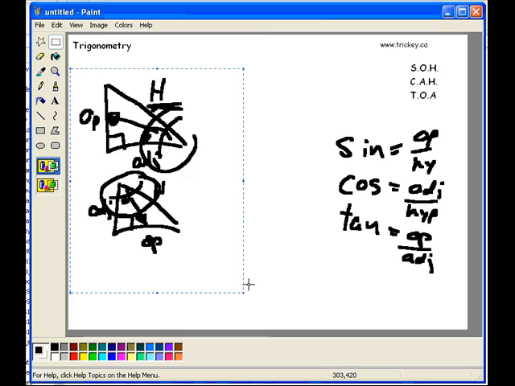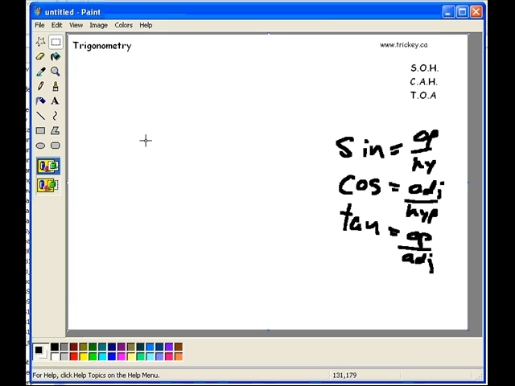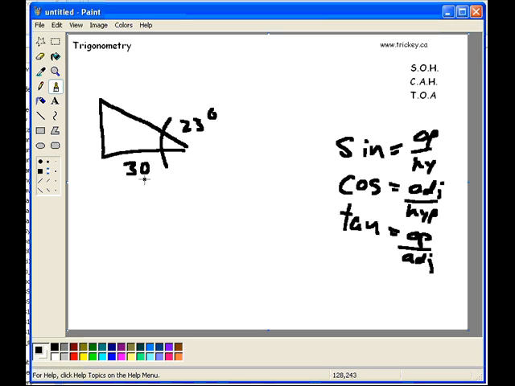Okay, here we go. Let's solve it. We're given a triangle, and we need to use SOHCAHTOA to solve because we are given degrees of an angle, and we're given the length of one side. We want to solve for another side. That's where you use SOHCAHTOA. You can use Pythagoras if you've got two sides and want to find a third. But if you only have one side and an angle, you have to use trigonometry.